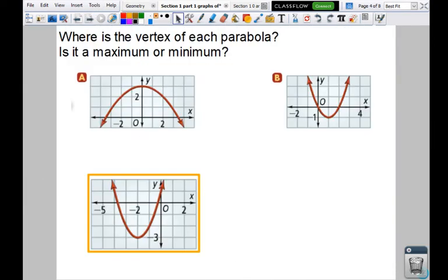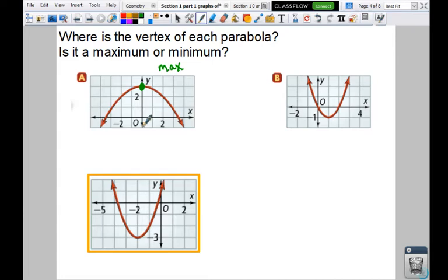All right, so we're going to find the vertex of each parabola. We're going to find the vertex, and then we're going to say, is it maximum or minimum? So I'm going to look at this first one right here. I have a very highest point right here in the middle. It's 0, 3. That is a max.